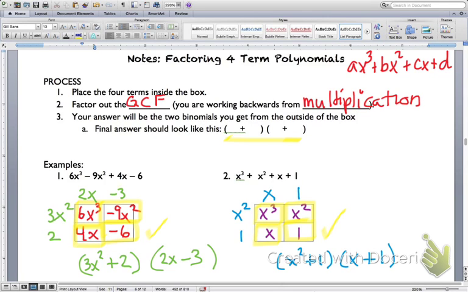And it doesn't matter if they're in different orders. So if you have them backwards, it's okay. Let's go ahead and move on to the next problem.